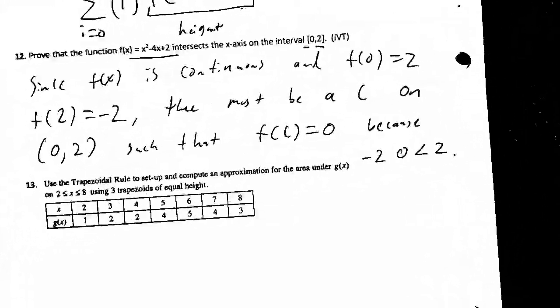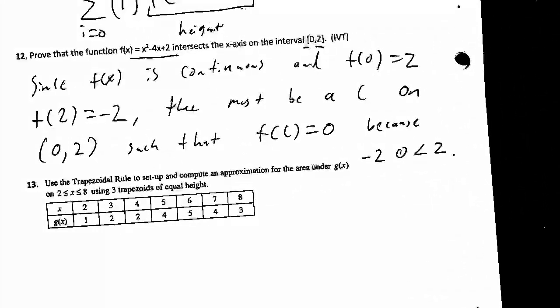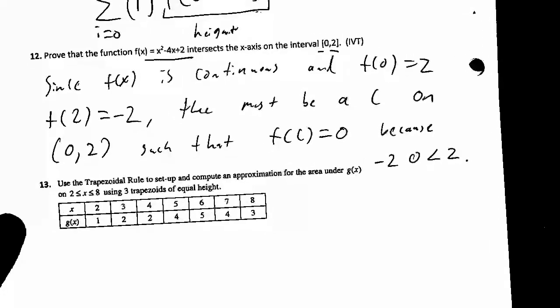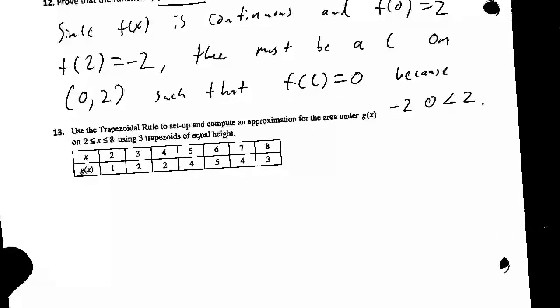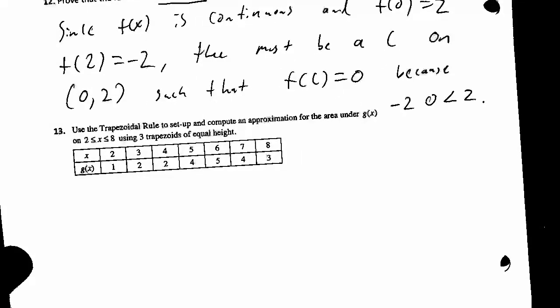So we're talking about continuity. We're saying that one value is 2, one value is negative 2, so it must cross the x-axis. It must be 0 at some point. And that's it. Last two questions are trapezoid and Riemann sums. So this is kind of a review from your quiz.